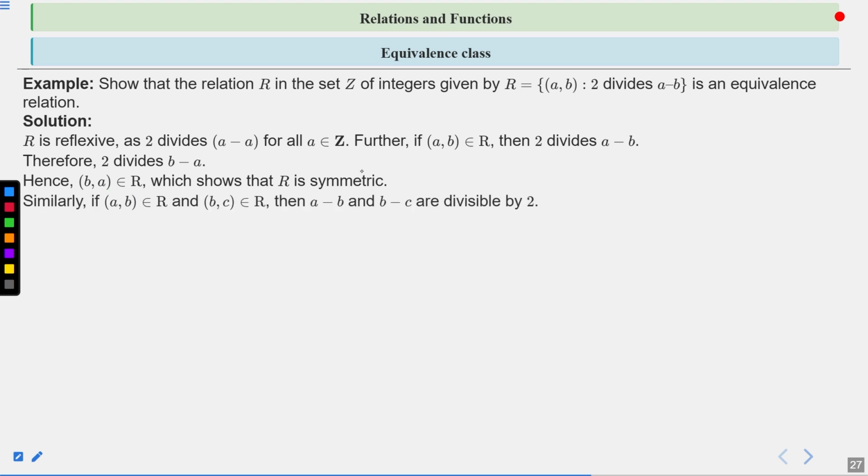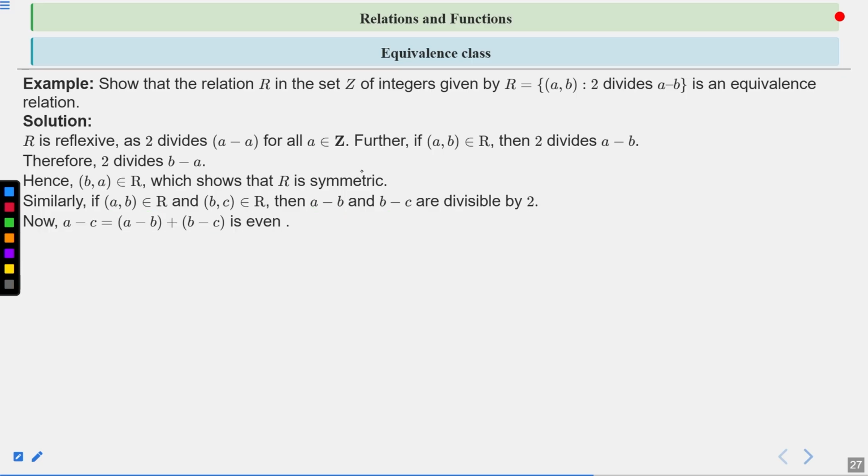Similarly, for transitivity, start with 2 pairs belonging to R. So (a, b) belongs to R and (b, c) belongs to R, and we need to show that (a, c) belongs to R, meaning a minus c must be divisible by 2. Let's see. From the first pair, we get a minus b is divisible by 2, and from the second pair, b minus c is divisible by 2.